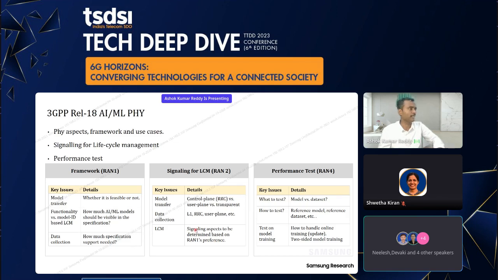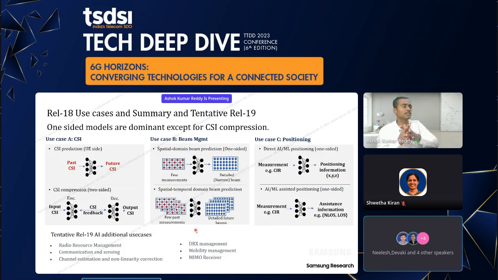So let me move on here. The main three use cases considered in the Release 18 study item, some of which are continuing right now with the extended deadline, start with CSI, channel state information. One is to see how to predict the channel state information from the past CSI that you have to the future CSI that you would actually want to report. This covers the aging of the CSI problem, the kind of thing Professor Nilesh just covered; the age actually has a lot of significance in CSI.